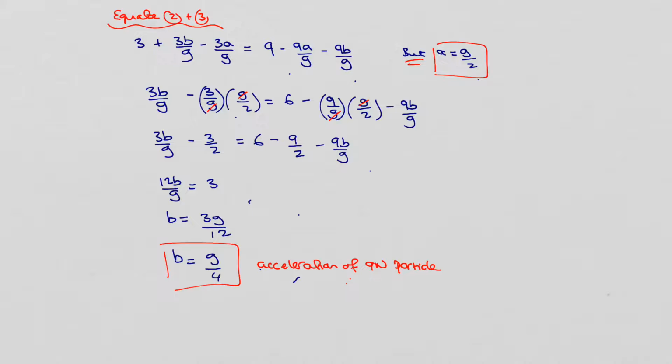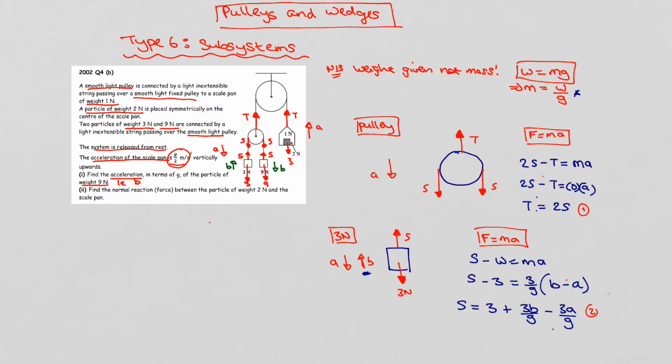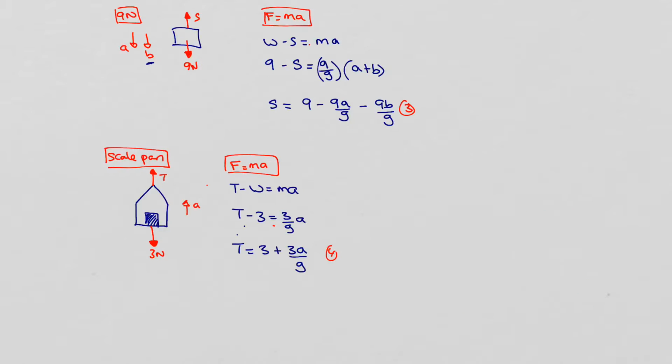Okay, so what's the next part of the question? The next part says we have to find the normal reaction between the particle of the 2 Newton weight and the scale pan. So we're now going to focus in a bit more on the scale pan's diagram, but because we're looking at the reaction force of this little particle on the scale pan, we're going to have to draw a new diagram and separate out the 2 weights. Okay, so this is part 2. So we'll redraw our diagram.